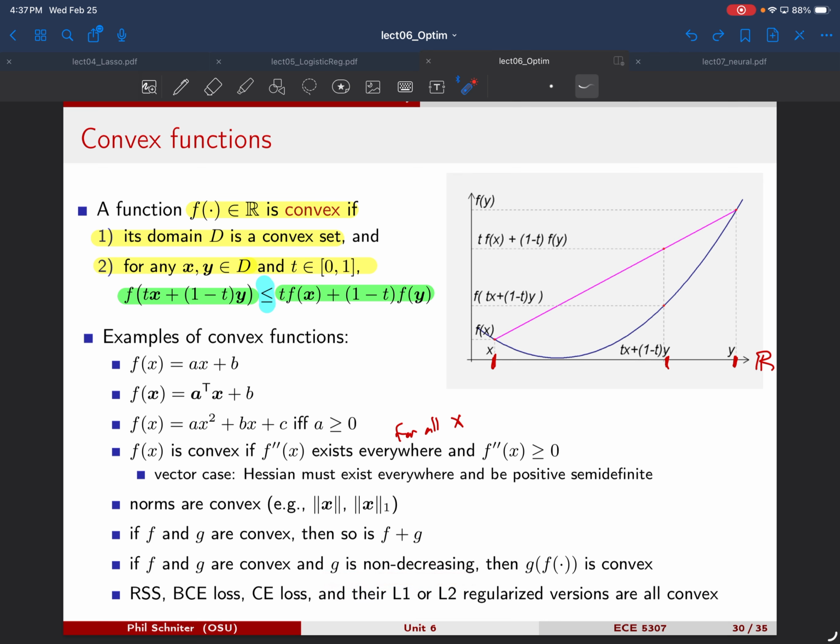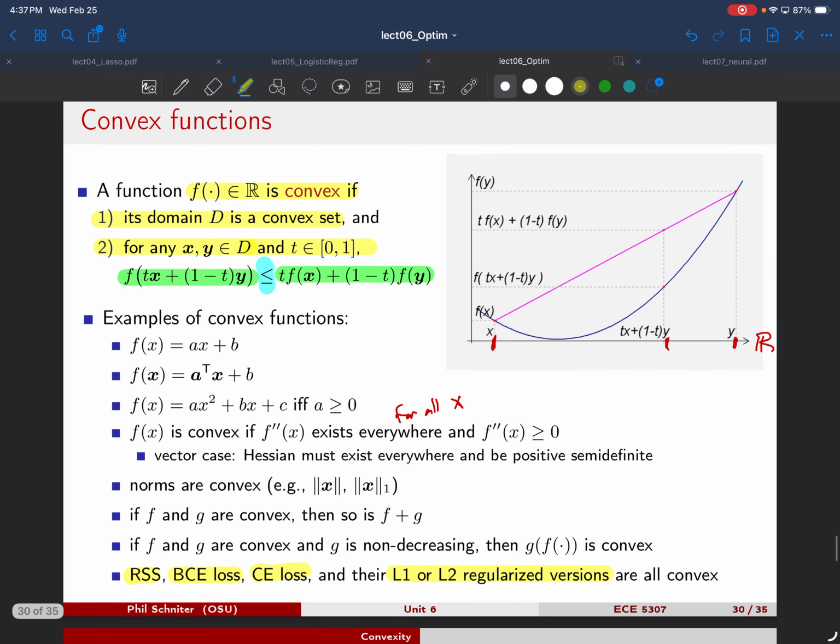And finally, in terms of things that we have seen in this course, RSS, binary cross-entropy loss, and their L1 or L2 regularized versions, those are all convex functions. So that's why everything we've worked on so far is convex, and it is simple to optimize, relatively simple compared to what we'll start doing later today maybe. Okay, so that's convexity. I just wanted to define what it is.